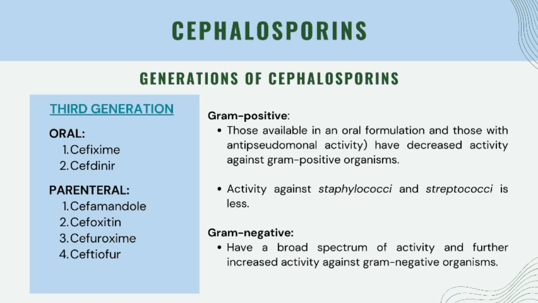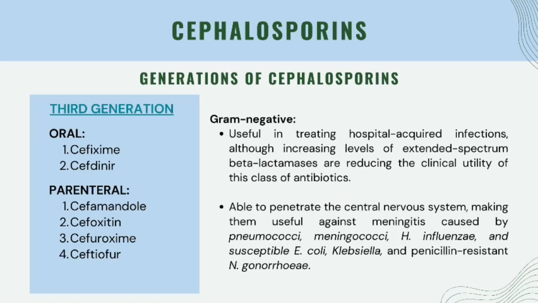In case of spectrum of activity, some members of this group, in particular those available in an oral formulation and those with anti-pseudomonal activity, have decreased activity against gram-positive organisms. The activity against staphylococci and streptococci is less with the third-generation compounds than with the first and second-generation compounds. In gram-negative organisms, third-generation cephalosporins have a broad spectrum of activity and further increased activity.